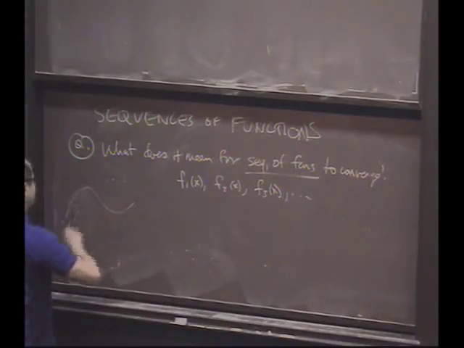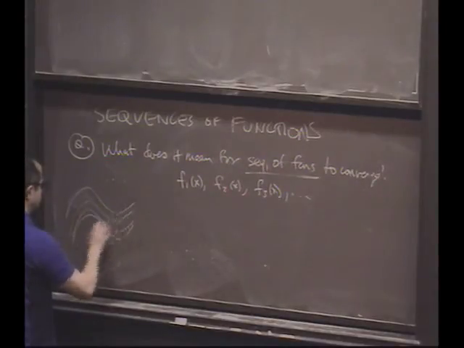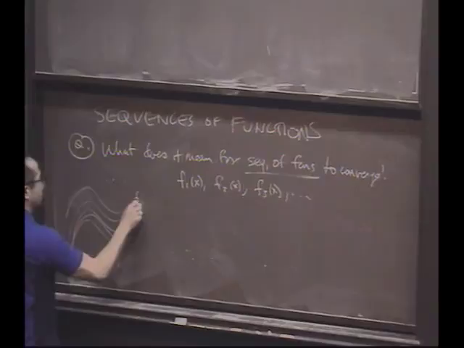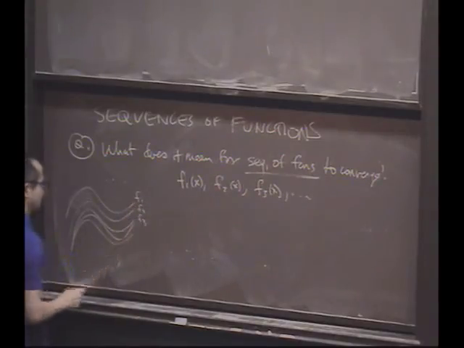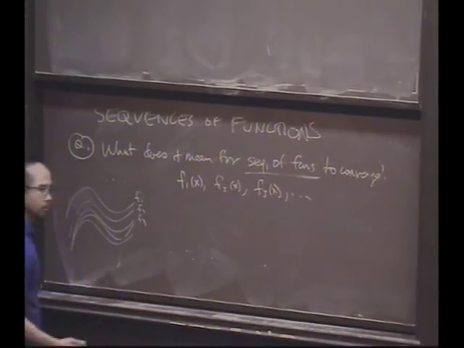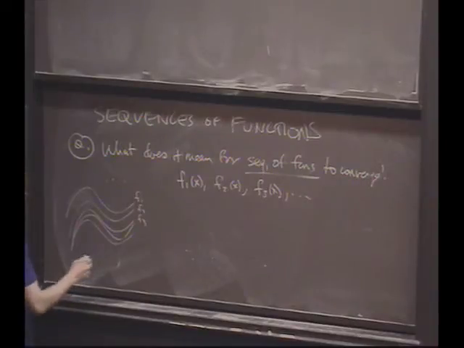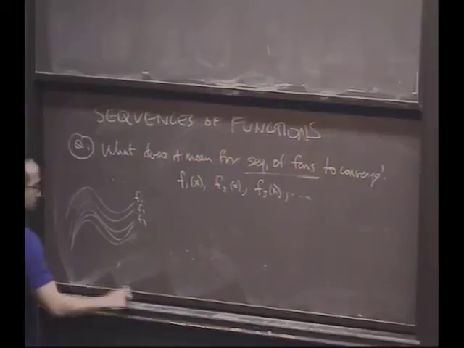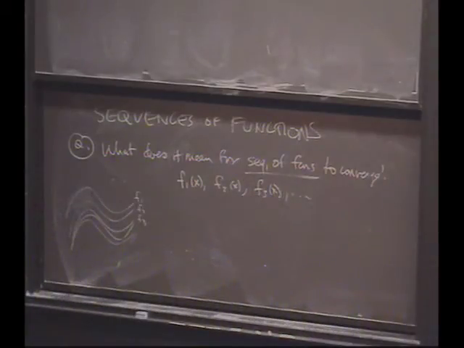Maybe I have functions like this and like this, a rather boring example. What would it mean for this sequence of functions to converge? What would you give me as a notion of convergence here? Katie? Keep getting closer to one specific function, so the values for each point go closer to a single point.